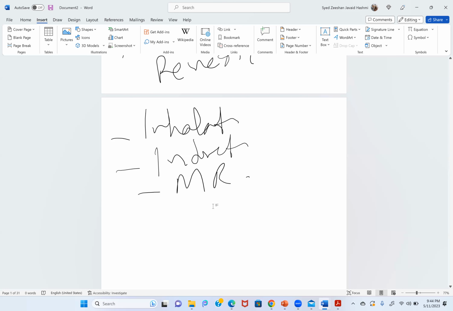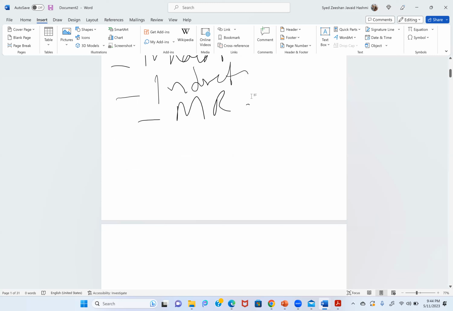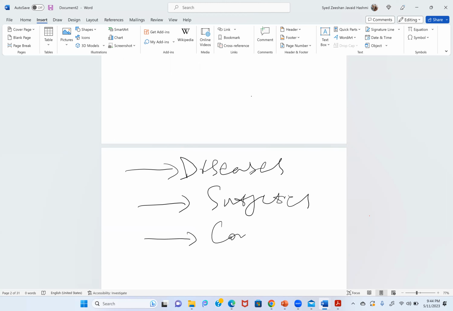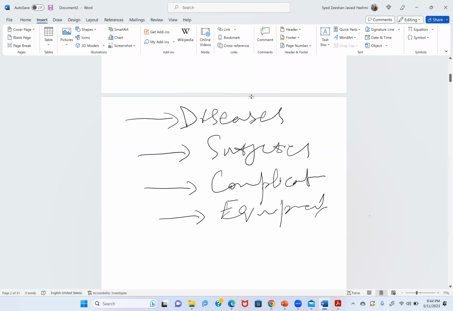And now, I request you, make a list of diseases, make a list of surgeries. By the way, I have made it, I will share it with you. Then complications. Okay. Then equipment, and monitoring will also come. So at least these three or four things you make, and you make combinations.